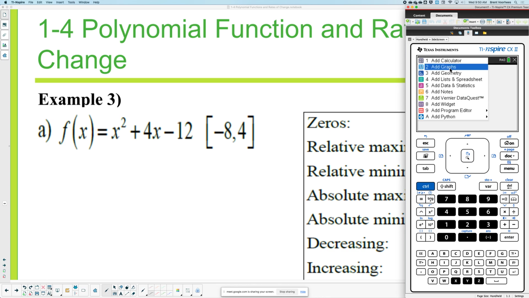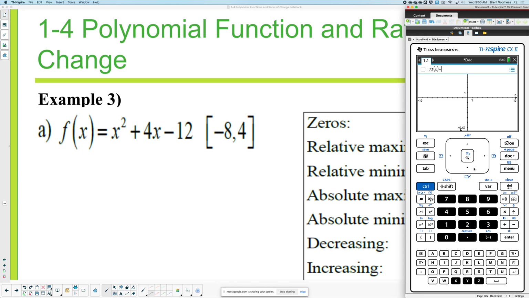Okay, go to your graph. Let's graph this equation. You have it on your packet, so I'm not going to go full screen here. X squared plus 4x. And again, I'd recommend every time to clear the calculator out. It'll just help you to have a clean screen. We're only looking from negative 8 to 4.